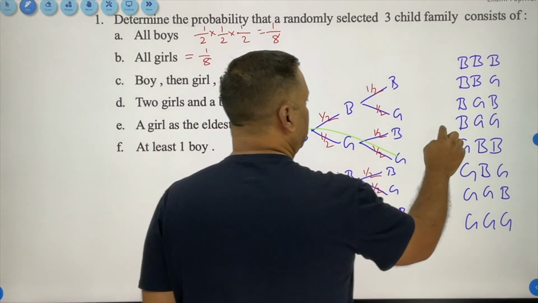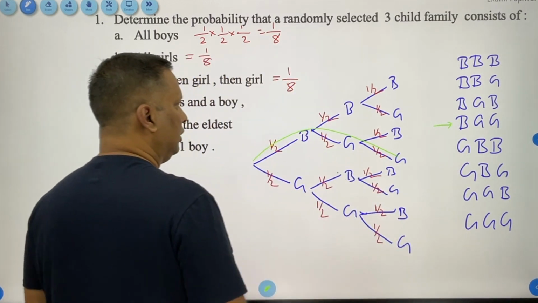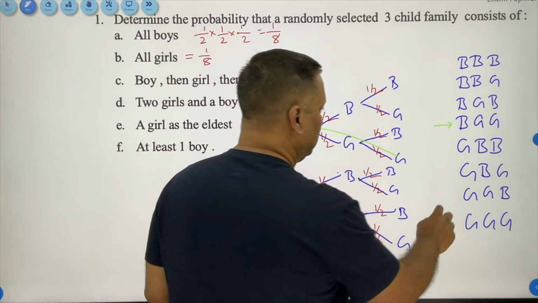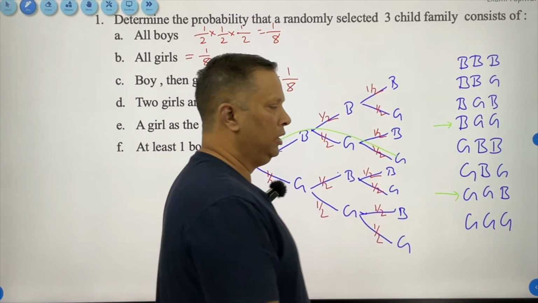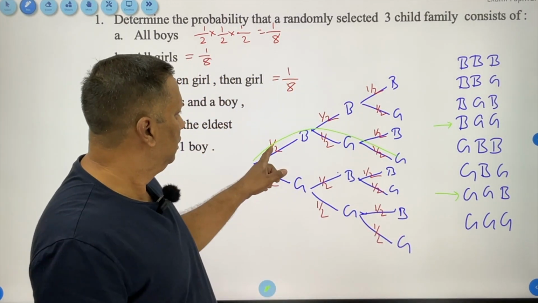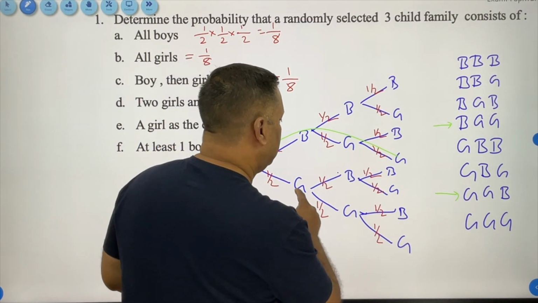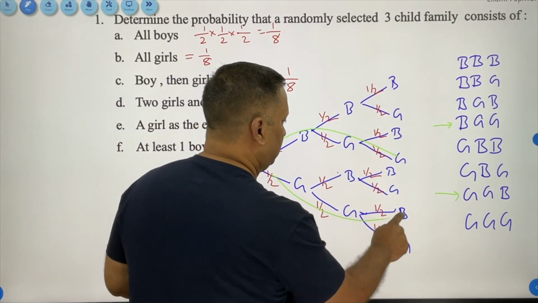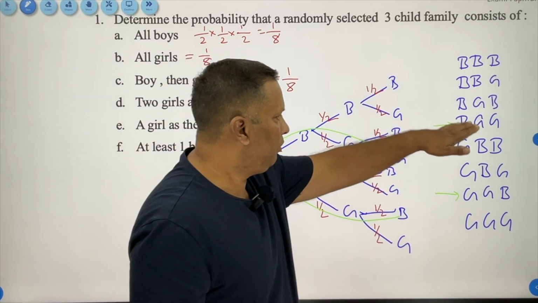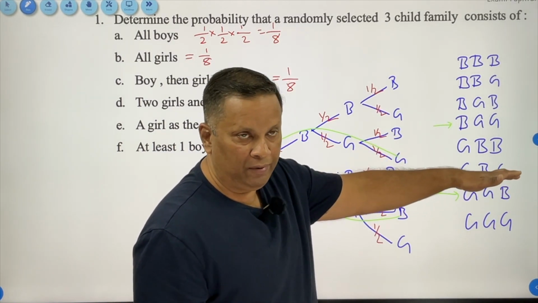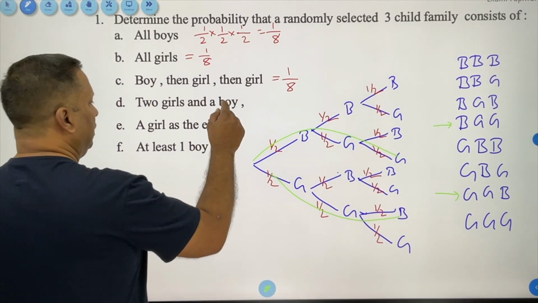BGG. This is 1. Okay. And GGB. Right. How many are there? Half, half, half, 1 by 8. And GGB. This route. That is also 1 by 8. 1 by 8 plus 1 by 8. How much is it? 2 by 8, which is 1 by 4. So 2 girls and a boy.